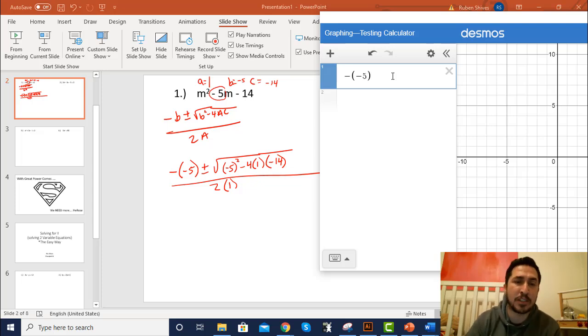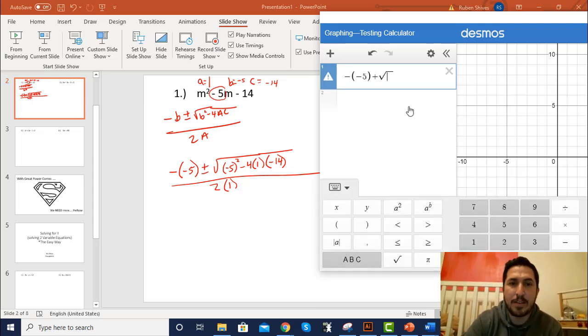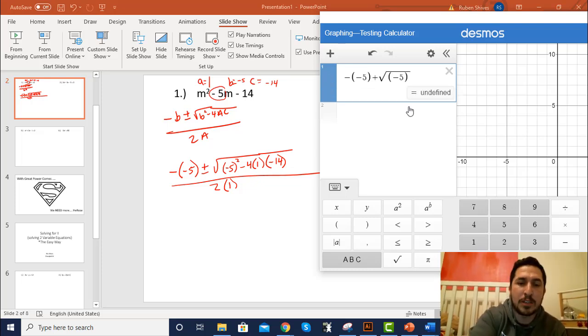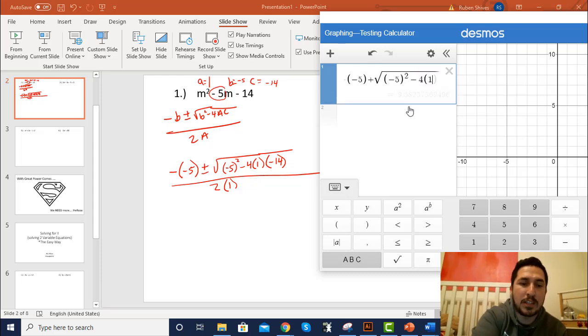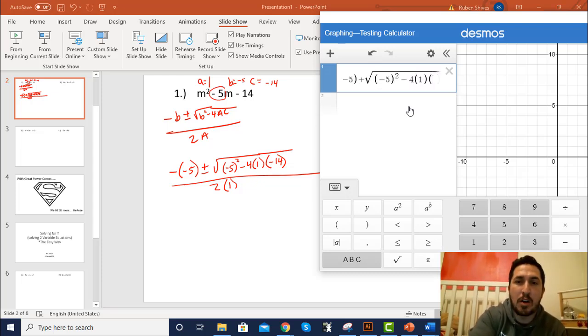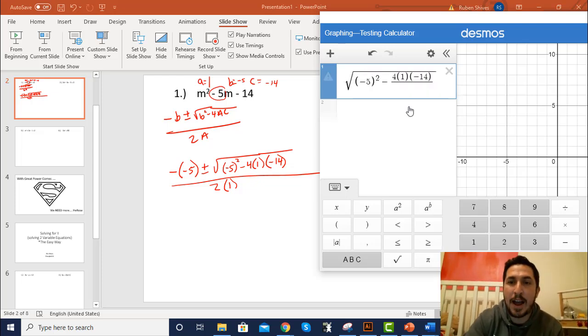So I'm going to go with the plus sign first because it's on top. So I'm going to go plus. Then I'm going to put up the square root symbol. Where is it? Right here. Square root of parentheses, negative 5, close it, squared, minus 4, parentheses, a 1, close it, open a new one, negative 14, close it, divided by, oops, I want all of it to be divided by.